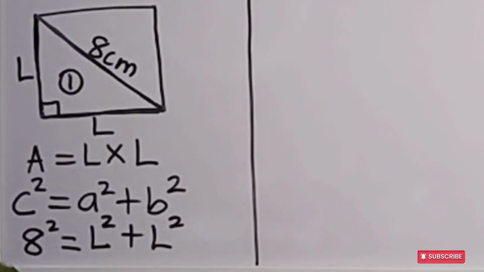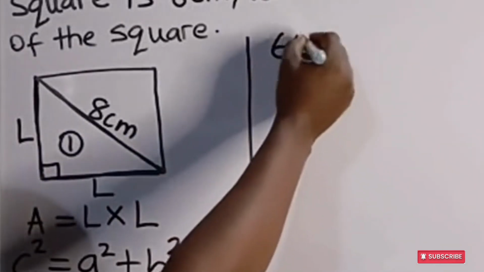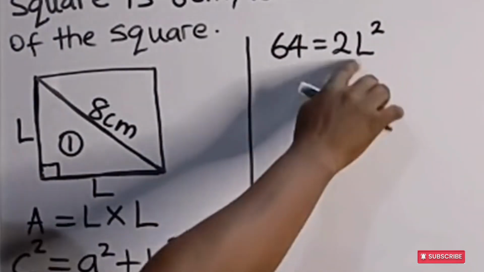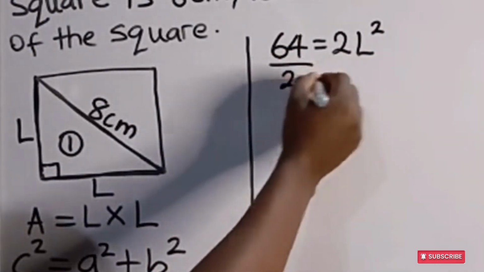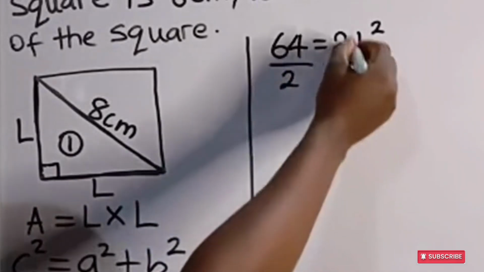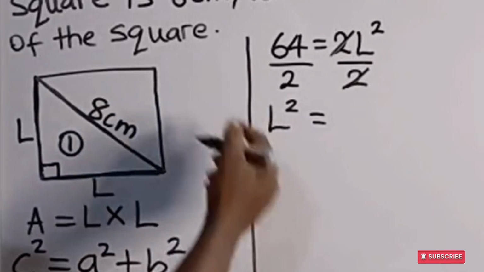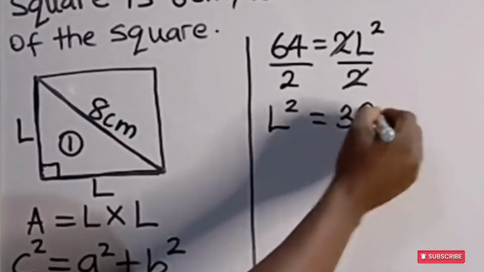L squared plus L squared, we're going to have 2L squared. So 8 squared is going to give us 64. So 64 is equal to 2L squared. We divide both sides by 2. 2 is going to cancel 2. L squared is equal to 64 divided by 2, which is going to give us 32.